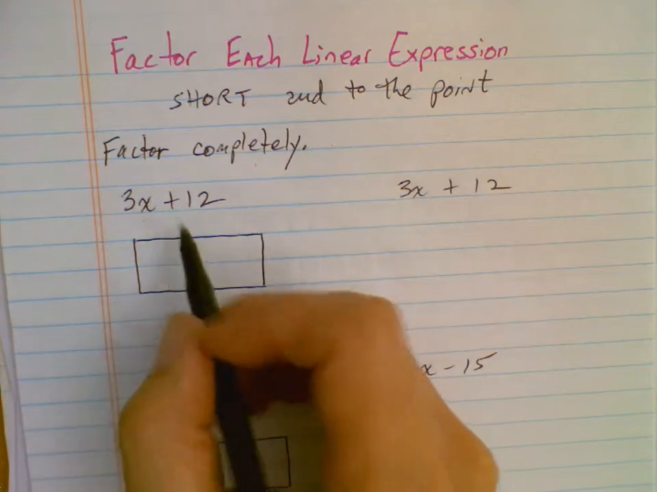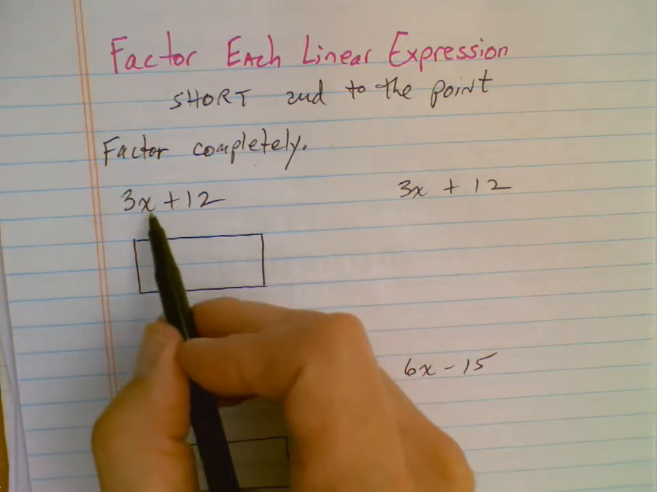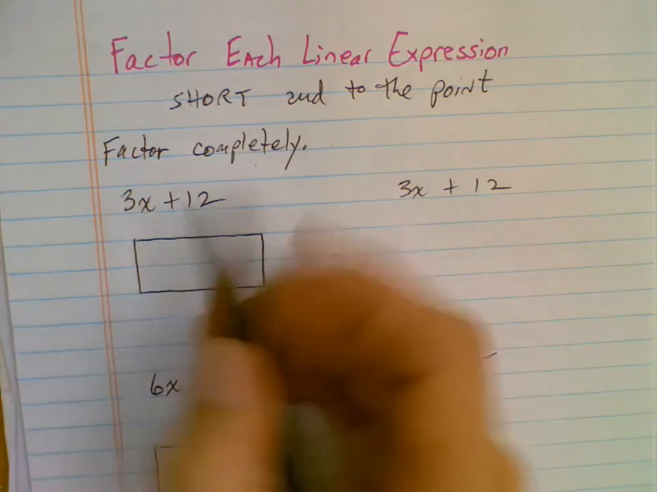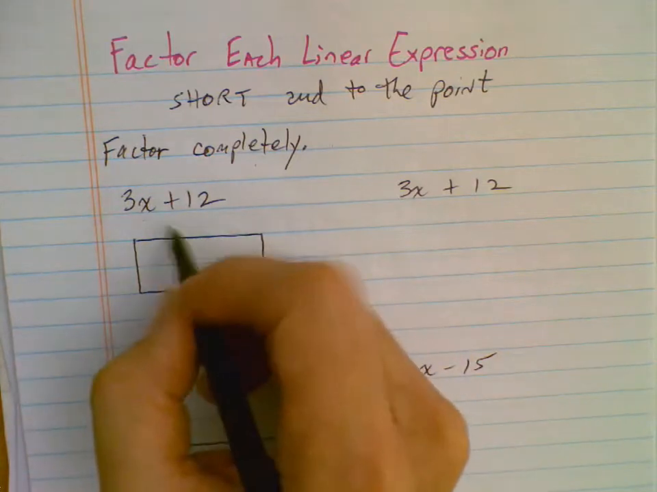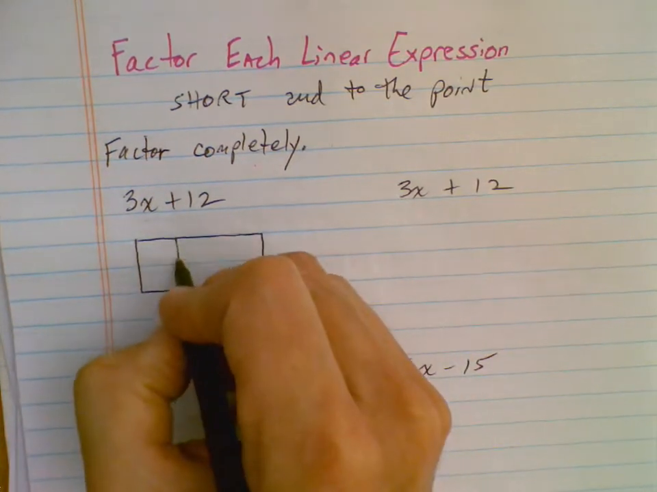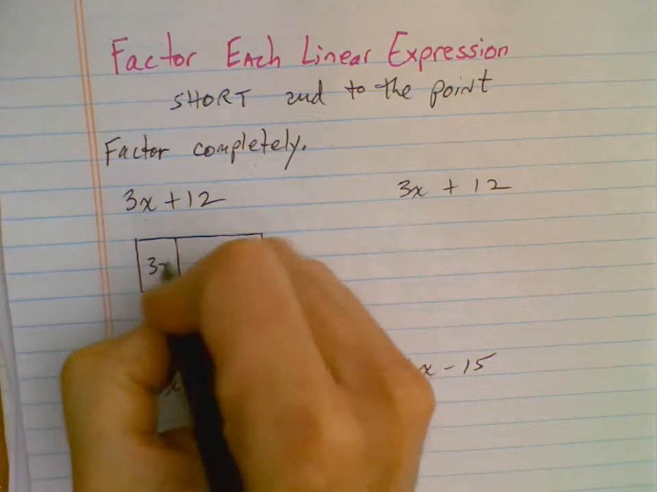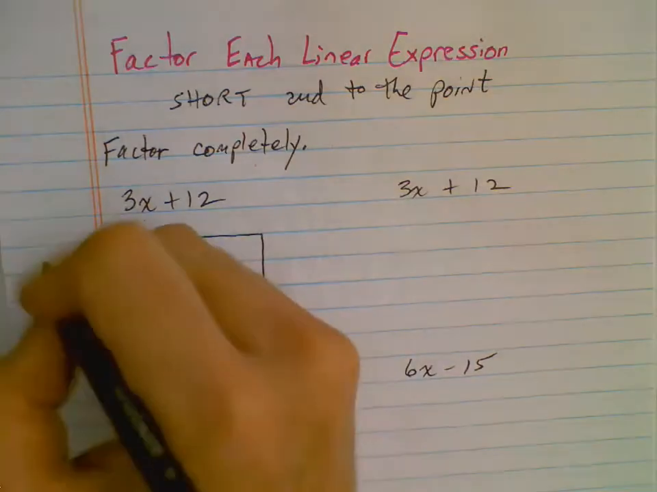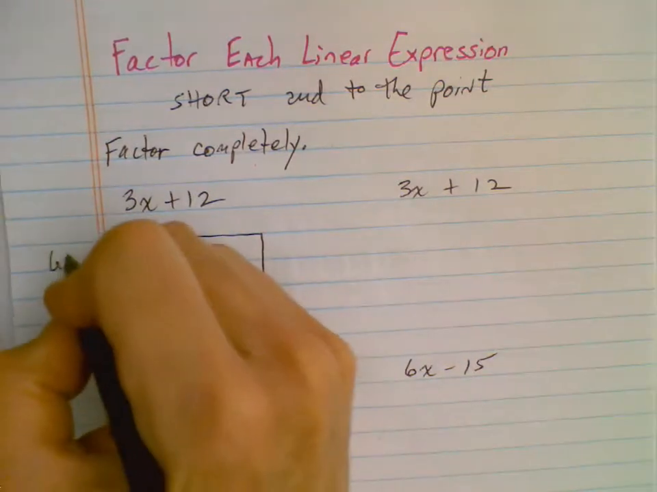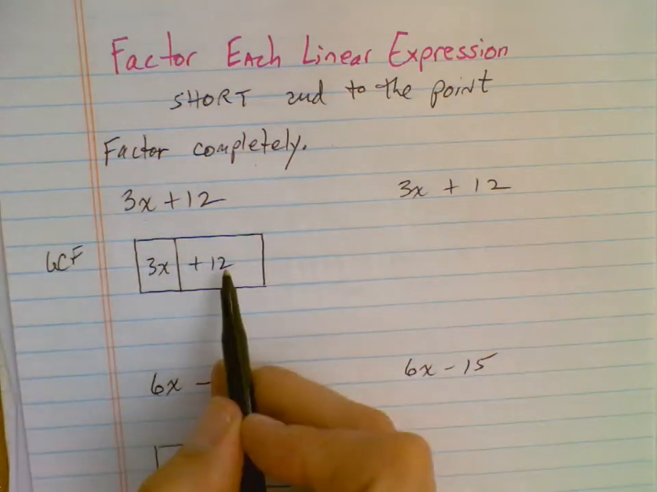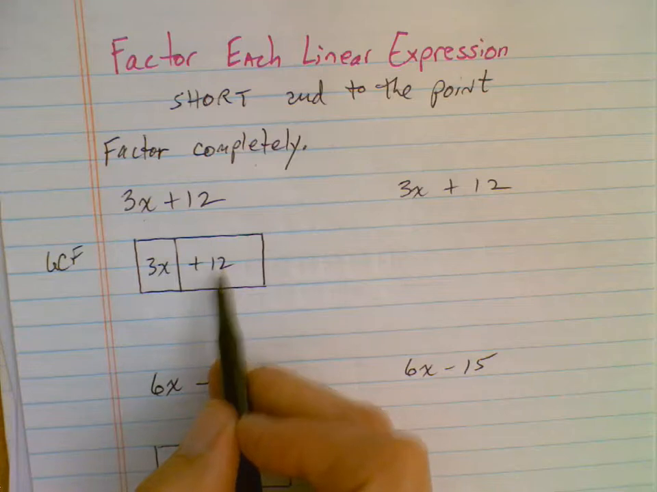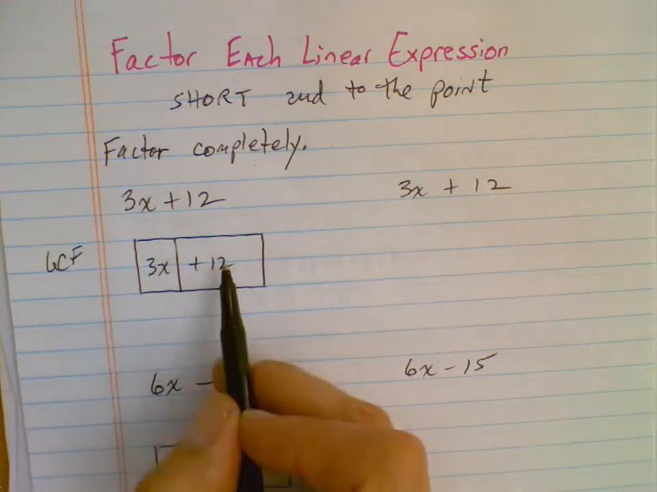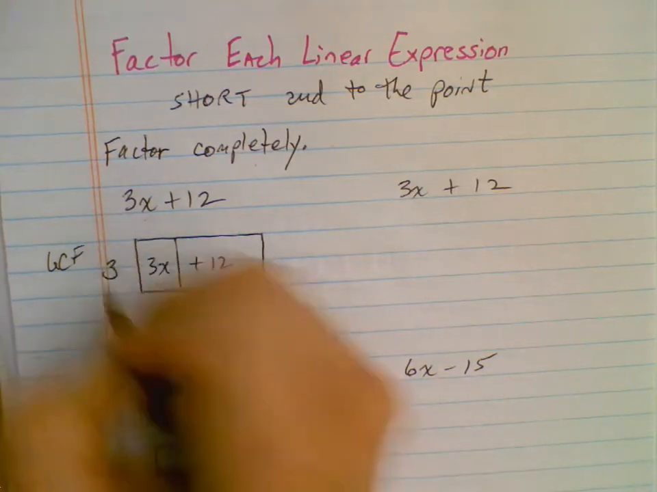So one method to do it is take my expression, 3x plus 12. I'm going to use a box here and divide my box. I have two terms here, so I'm going to divide it up into two areas, 3x for one and plus 12 for another. So I'm looking, what is the greatest common factor of 3x and 12? Because what's the biggest number I can divide into 3 and a 12? And the answer there is 3.